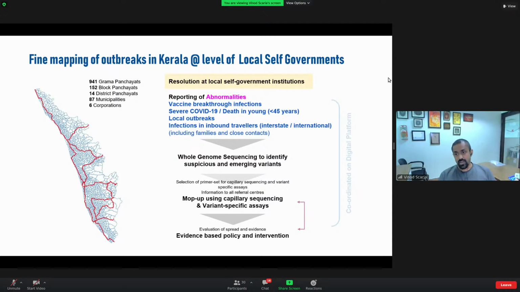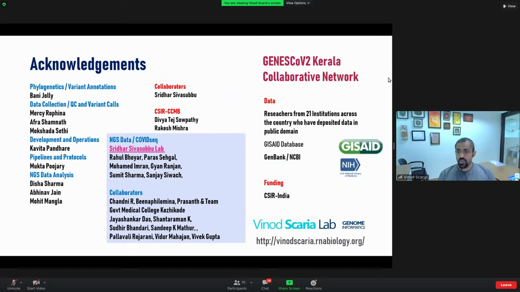So the idea and the principle of genomic surveillance as the cases come down is to report abnormalities, which includes vaccine breakthrough infections, severe COVID in the young, local outbreaks, as well as infection and forward transmission in inbound travelers, and actually use genomic surveillance using whole genome sequencing to identify variants and mop them up using targeted sequencing, using Sanger or capillary sequencing based assays.